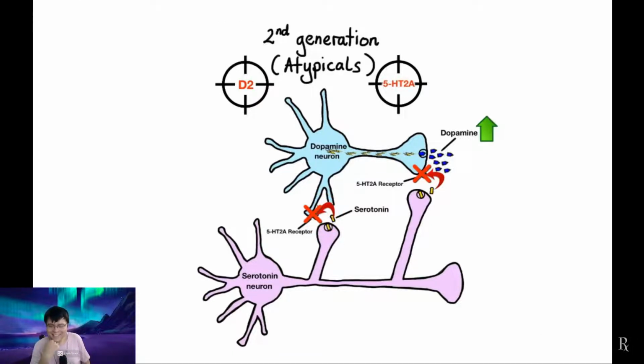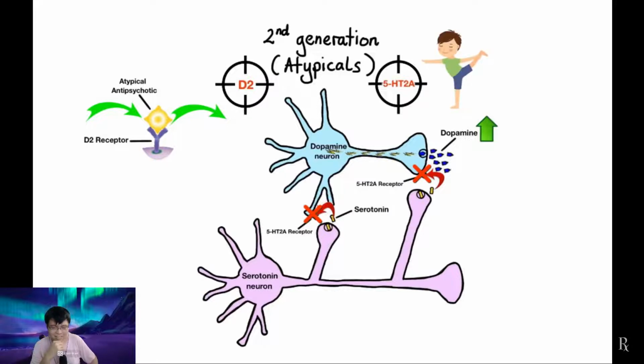Furthermore, atypicals occupy D2 receptors transiently and dissociate quickly, allowing for relatively normal dopamine neurotransmission. This modest D2 receptor blockade in combination with serotonin receptor blockade is thought to significantly lower the incidence of extrapyramidal side effects, as well as decrease negative symptoms and improve cognition.